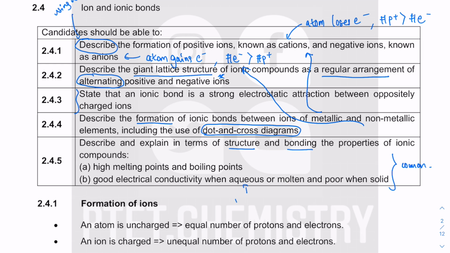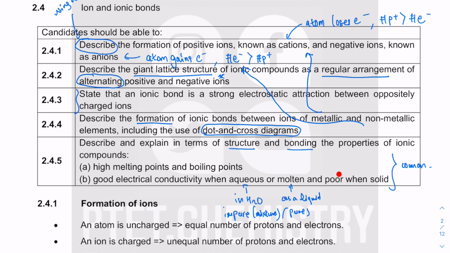Aqueous means in water, molten means as a liquid. So this is pure, this is impure because it is a mixture. When something is dissolved in water, it is a mixture, whereas as a liquid, melting point, states of matter, melting point is a horizontal line. Pure substances melt at a fixed temperature. Only impure substances have a melting point or boiling point that is not fixed. That's what we call variable melting and boiling point.